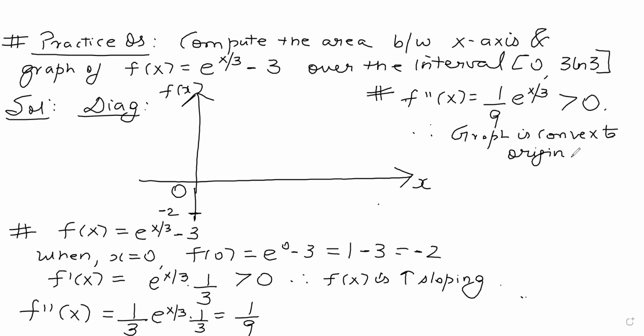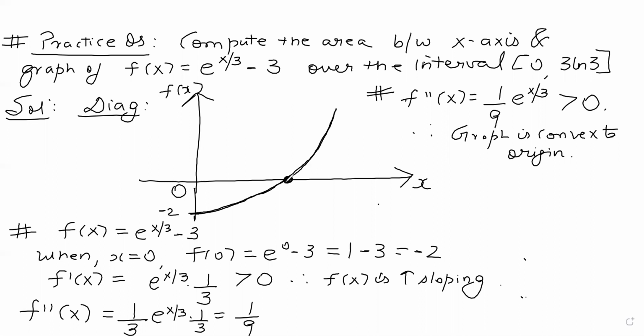So guys, the graph is upward sloping and convex. So my graph will be like this. Okay, this is now going to be the graph. Another thing, guys, let's find out this point. What is this point?